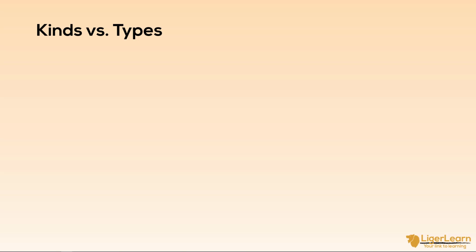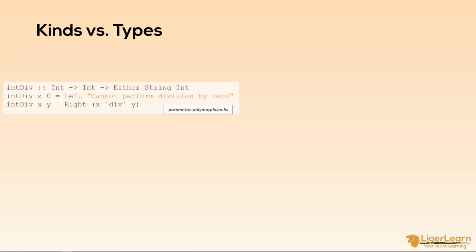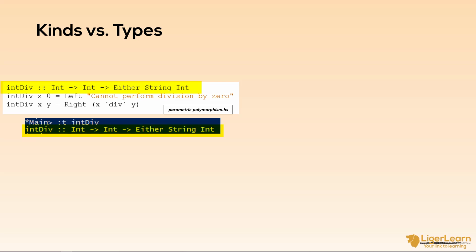We are now going to take an aside here and talk about a topic which is not really that important for beginners, but I think will be useful for you to know so that you can understand more about the Haskell type system, and that topic is kinds. Suppose we have a function called intDiv. We've already seen this function before, and I'm going to reuse it here as an example. We define our type signature for the function as intDiv takes two ints and returns an either string int. When we ask GHCI for the type of the function, it responds with the exact same type, which is what you would expect. Now what happens when we ask GHCI for the type of a type?